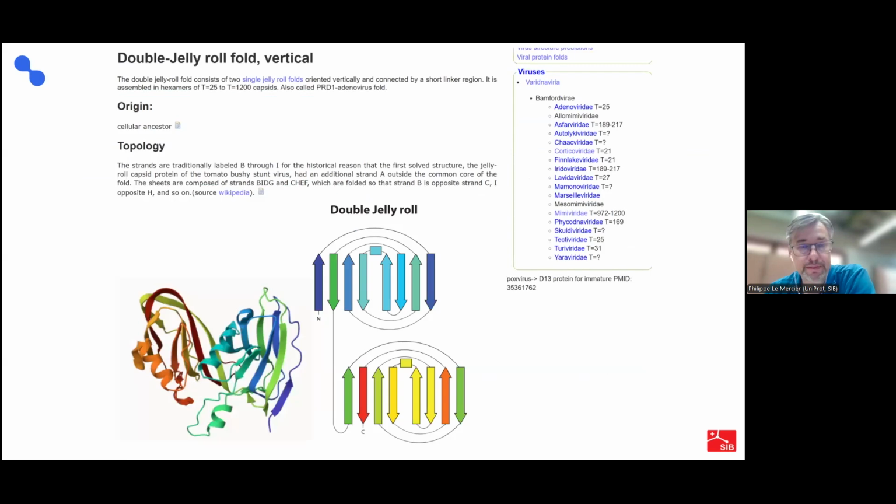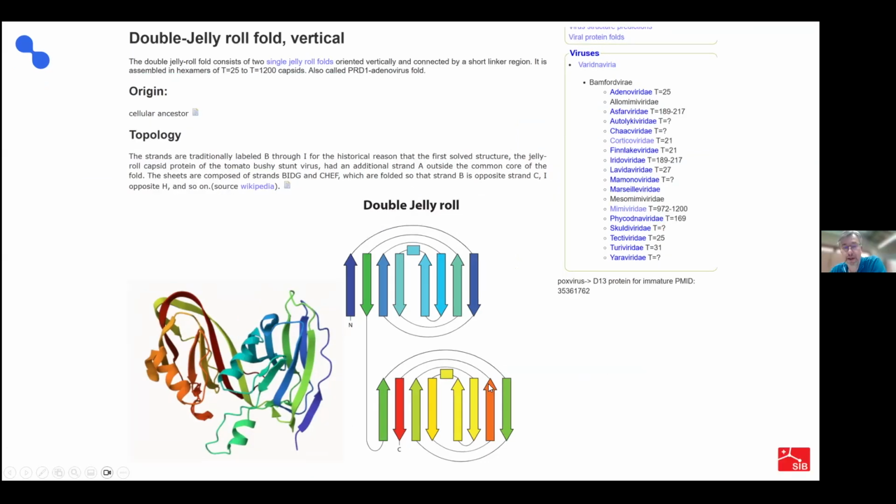So this is an insight in ViralZone of, for example, the double jelly roll fold with its topology. The topology is pretty nice to compare different folds, because using the 3D structure, it's not very easy to catch the eye. But you see, for example, these two folds are really similar. When you put them in topology, you see that they are actually completely homologous with each other.